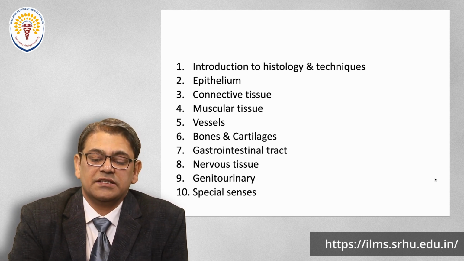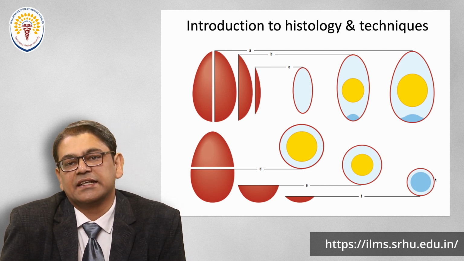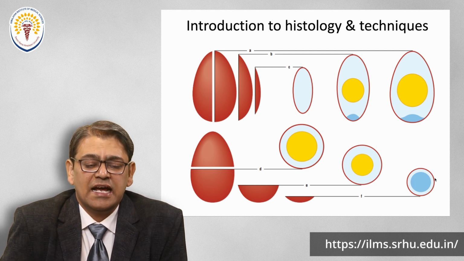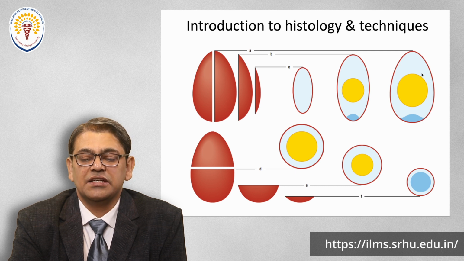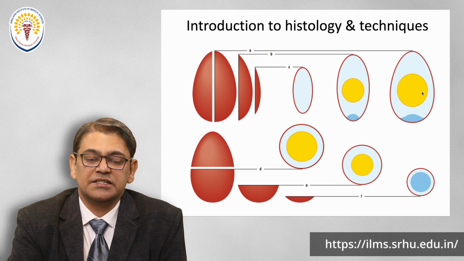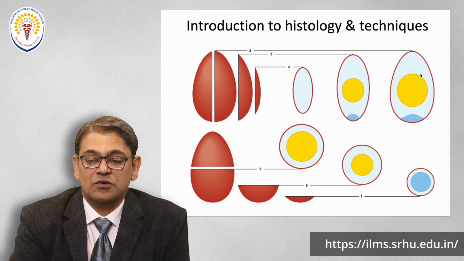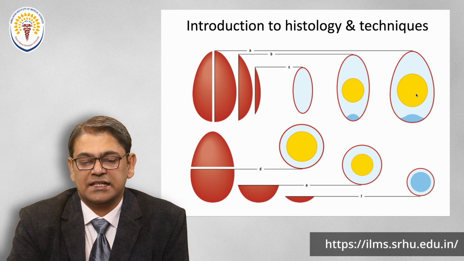Let's start with the first one, and the first one is introduction to histology and techniques. To understand histology, let's assume there is an egg here, as you see in A, and we divide it up to the middle, and on the opposite side you see what we visualize in the cross section. In the middle, in the yellow part, we see a clear-cut circle, almost equal to the maximum size, covering the whole area, and that is the maximum width covered in this section.